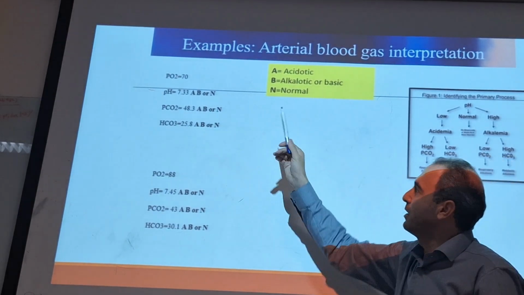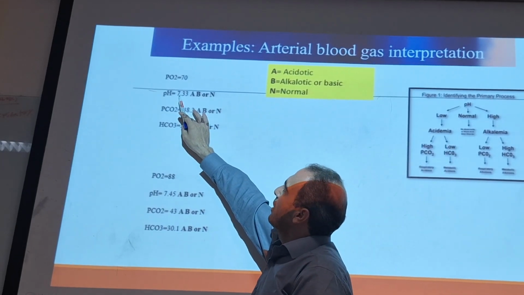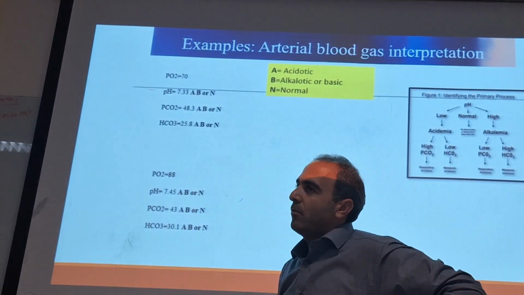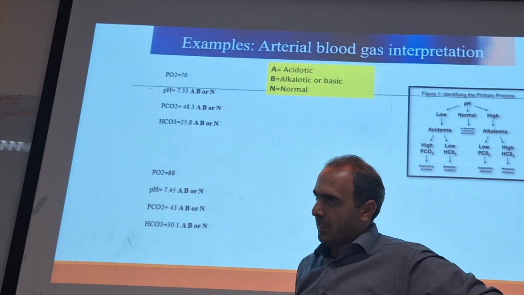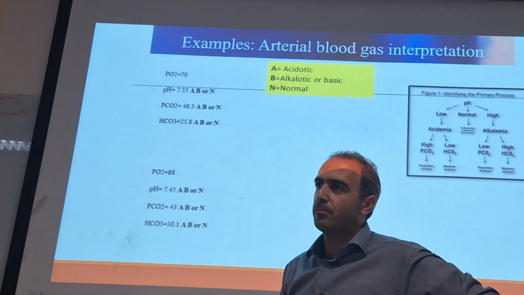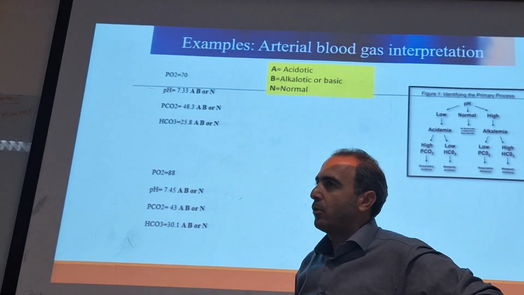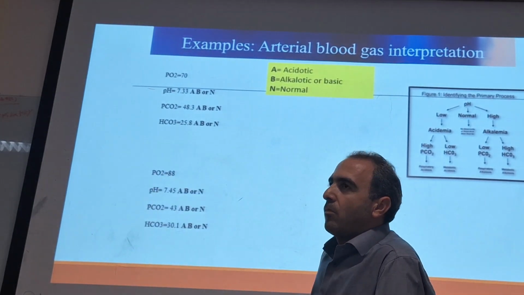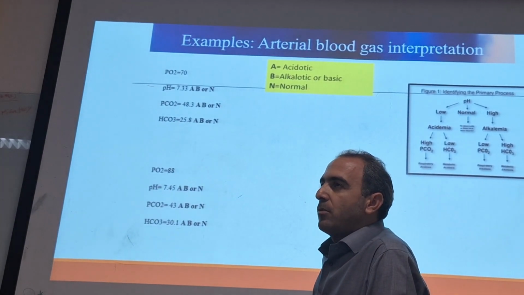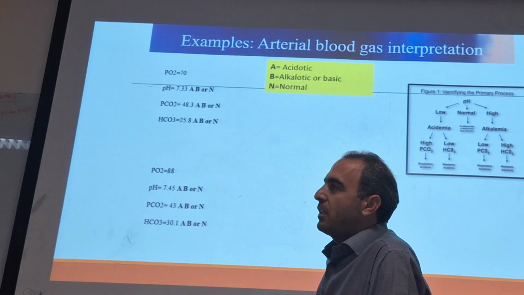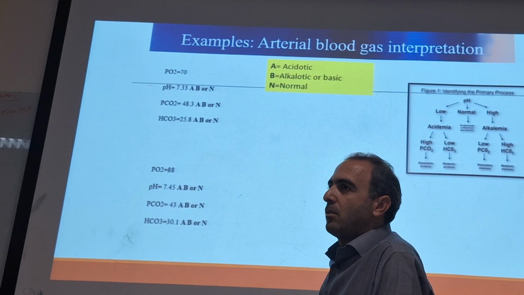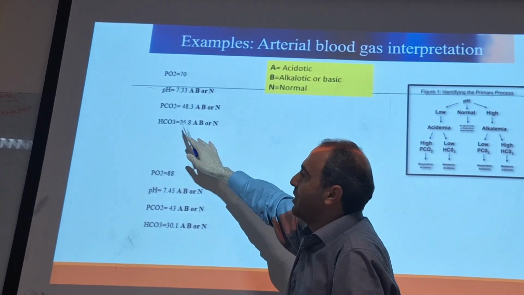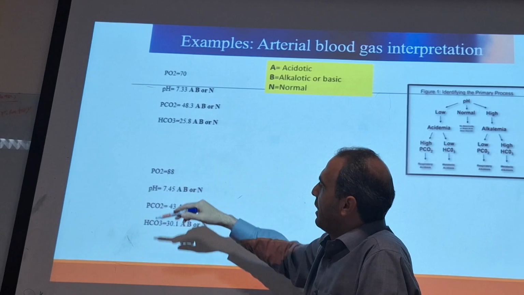First one, what is the condition? Look at that. pH is 7.3. Is it acidic, basic, or normal? Acidic. CO2 is 48. Acidic. Yes, more than 45 is acidic. Bicarbonate is 25, normal. So which acidosis? Respiratory acidosis. Is it compensated or uncompensated? Uncompensated, because the pH is low and we don't have an increase in bicarbonate.